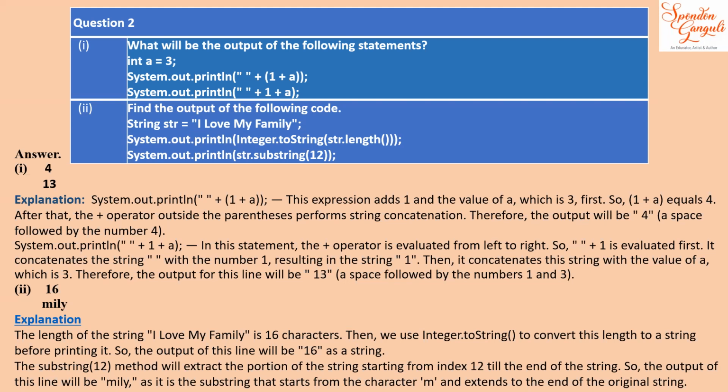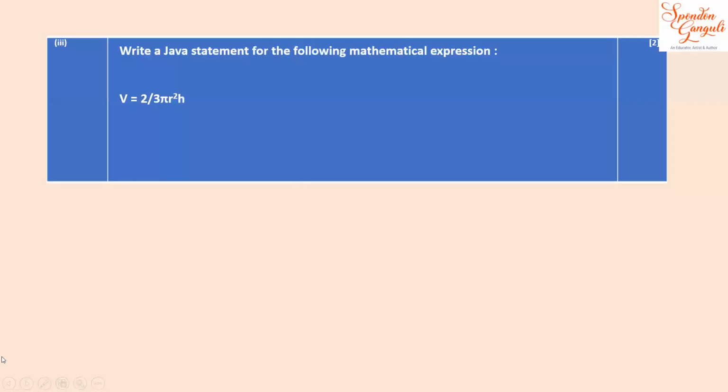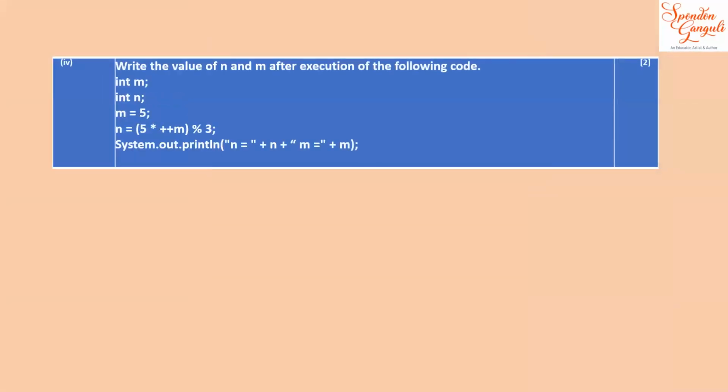Next question. Write a Java statement for the following mathematical expression: 2 by 3 pi r square h. Now 2 by 3 should be 2.0 slash 3.0 into pi. It can be 22.0 by 7.0, or you can write Math.PI with PI in capital letters, into r into r into h.